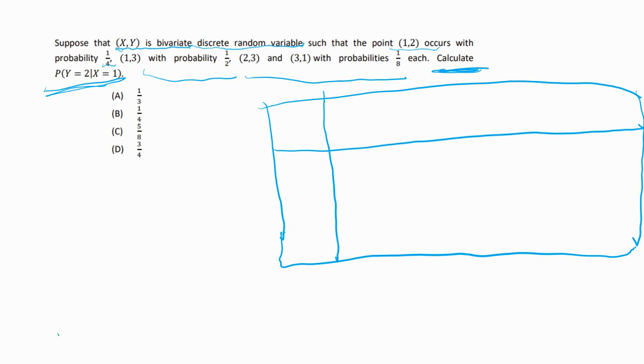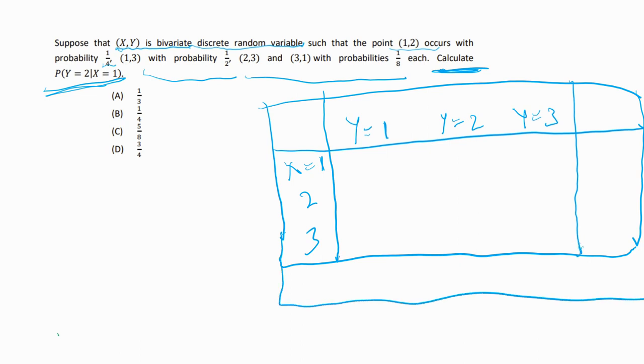So here we can take x is equal to 1, 2, 3. Here we can take y is equal to 1, y is equal to 2, y is equal to 3. And then, firstly, we will see what are the points given. So x, y, 1, 2. Okay, so x is 1 and y is 2. That means here. And it is given with the probability 1 by 4.